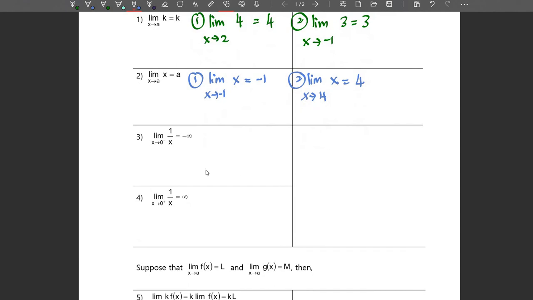Next, the limit as x approaches 0 from the left of 1 over x, and from the right of 1 over x. I would like you to look at this graph. Remember the graph for a rational function. For x from the left, going to negative infinity, the graph is like this.